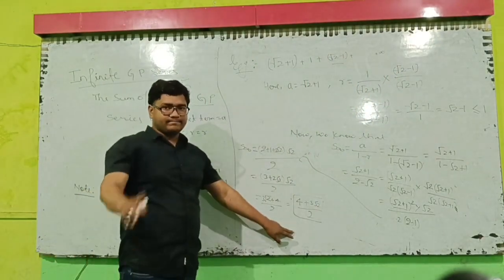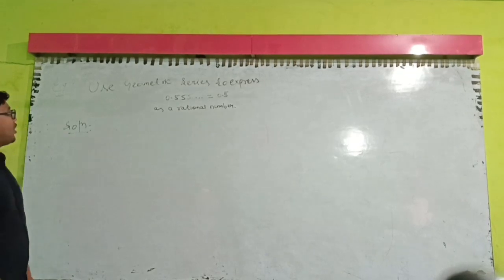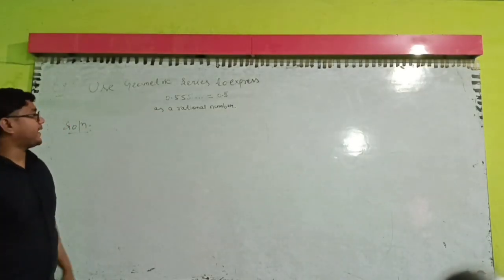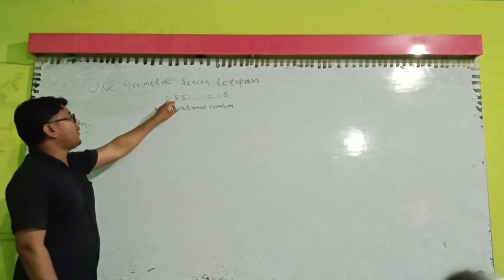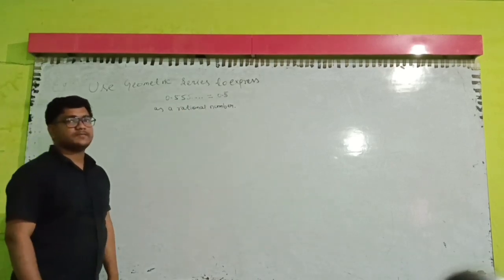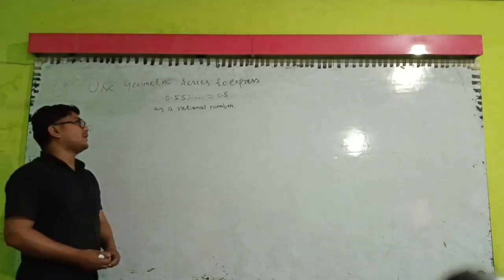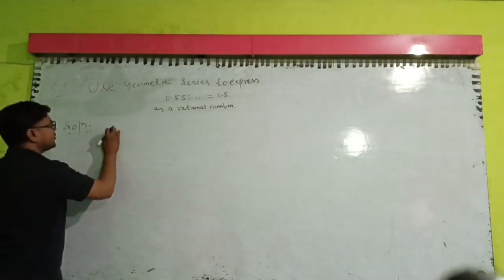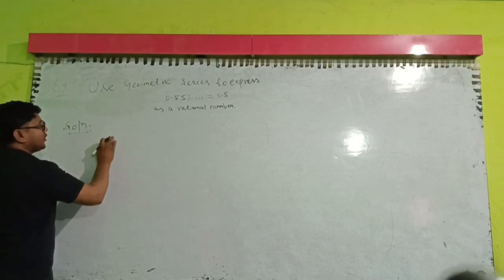Now another example of an infinite geometric series. Here the question is: use a geometric series to express 0.555 up to infinity, that is 0.5 bar, as a rational number. We know that this is a repeating recurring number, and we have to express it as a rational number. So we use the geometric progression series to represent it.